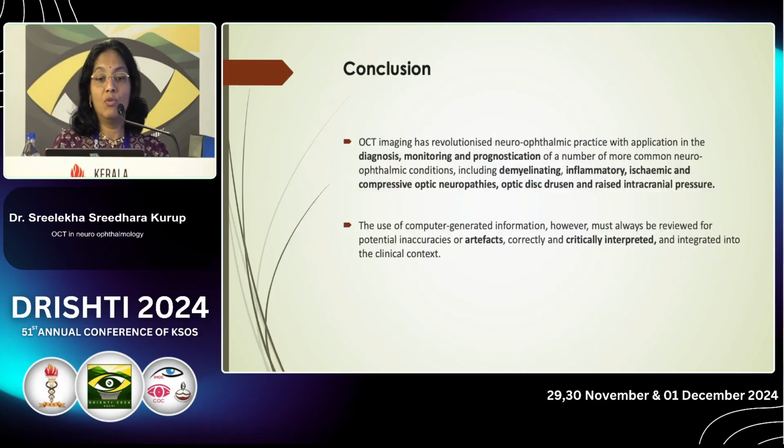So in conclusion, OCT imaging has revolutionized the diagnosis, monitoring and prognostication of neuro-ophthalmic conditions. However, the images have to be critically interpreted, keeping in mind the imaging artifacts that come into play.